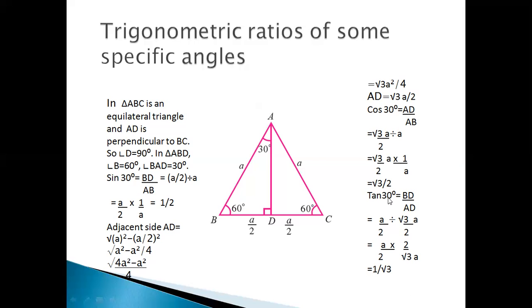Now see the tan 30. Tan 30 is equal to, the tan formula is opposite side, that is BD, by adjacent side, that is AD. BD by AD. BD value is A by 2 and AD value we got as root 3 by 2 A.